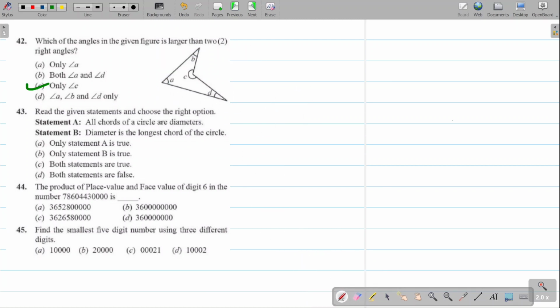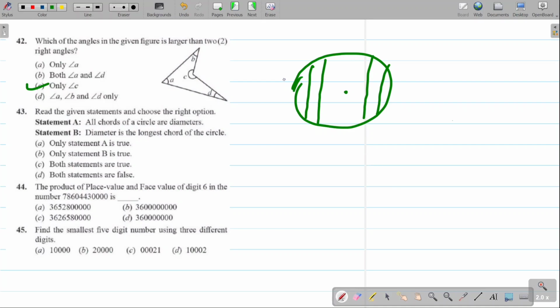Moving to question number 43, it says all chords of a circle are diameter. No, it is quite false. If it is a circle and somewhere here is the center, all these lines are what? Chords. But there is only one diameter. So this is only called the diameter, and diameter is basically the longest chord of a circle. So statement B says diameter is the longest chord of a circle. It is very true. So only statement B is true.